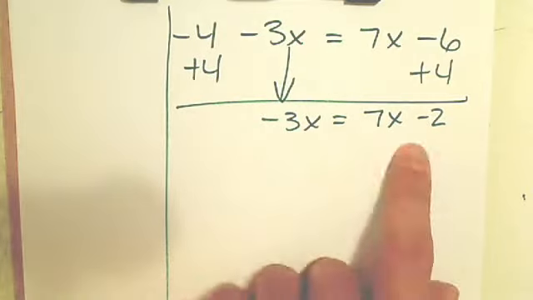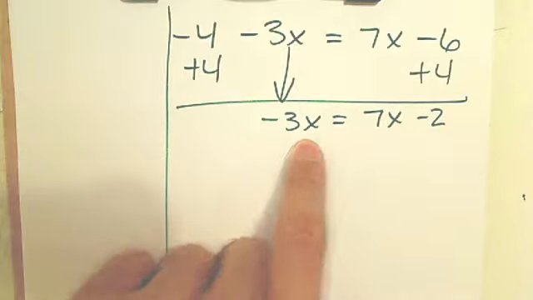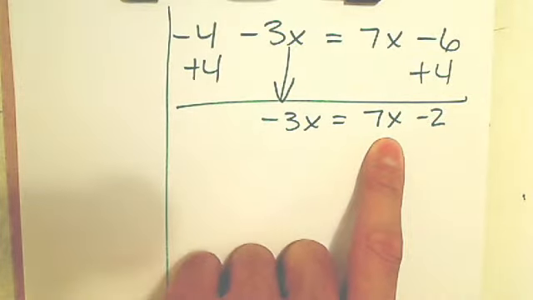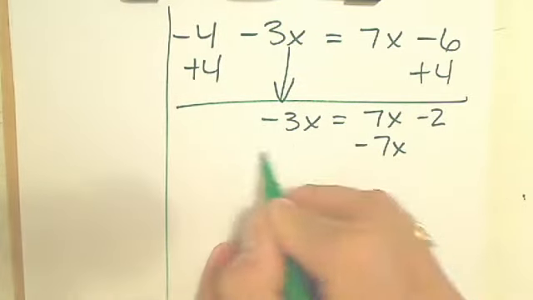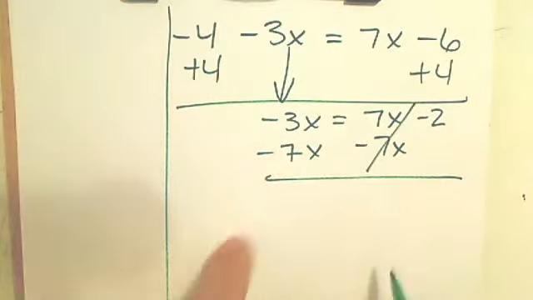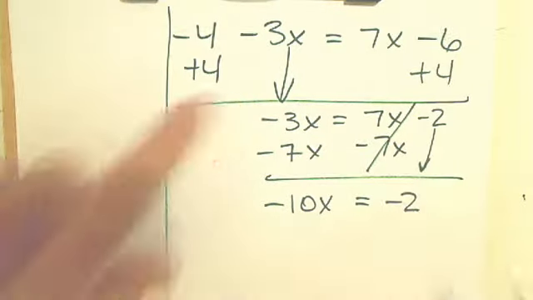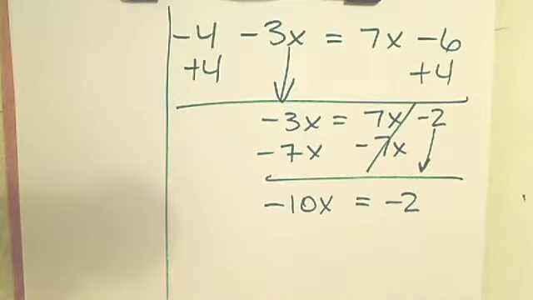Now, this is where the mistakes started happening. Some of y'all were taking away 3x. Take away 7x. Balance the equation out. Make it one less variable. Take away 7x. That gives you negative 10x equals negative 2. I'm going to stop right there.